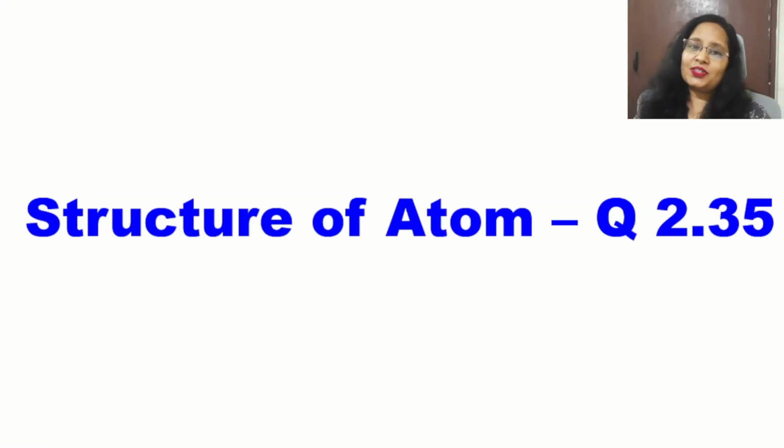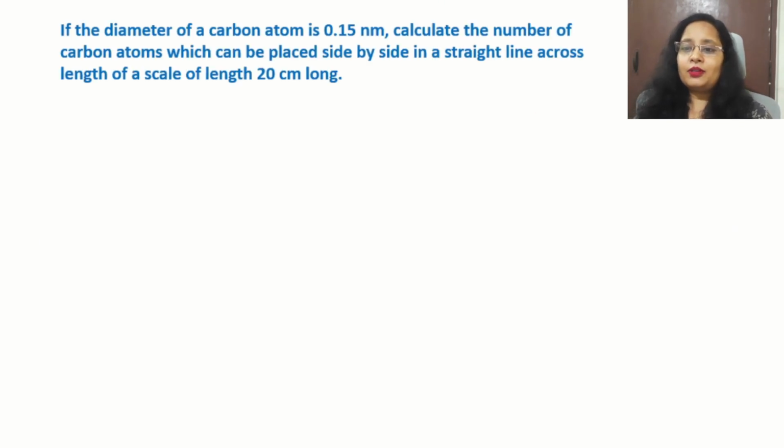Today's video is question number 2.35 from the NCERT textbook class 11, and the chapter name is Structure of Atom. So let's check the question. If the diameter of a carbon atom is 0.15 nanometer, calculate the number of carbon atoms which can be placed side by side in a straight line across the length of a scale of length 20 centimeter long.